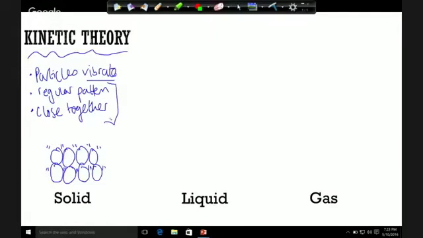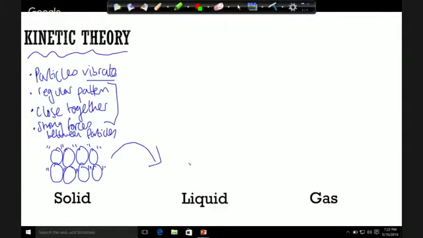This is what the arrangement looks like, and this is the idea that particles vibrate. In terms of forces and bonds, they have strong forces in between the particles, which are holding that solid together. Then if we add a little bit of energy into this, we can melt the solid into a liquid.